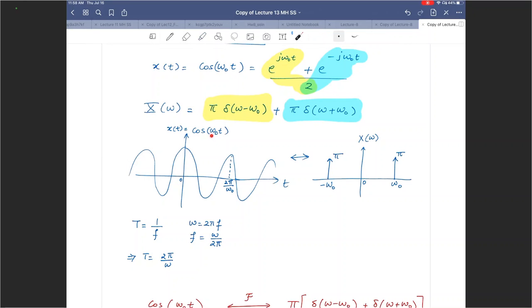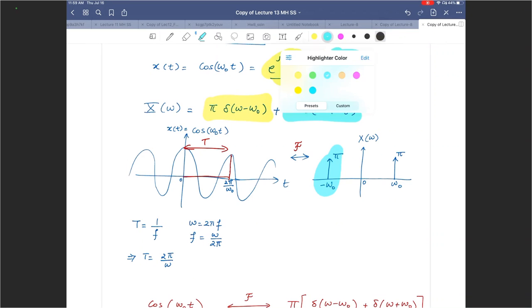So if x of t is cosine omega naught t, which looks like this, where that is the time period, 2 pi divided by omega naught, then the Fourier transform of the cosine consists of two impulses. One is at plus omega naught. Oh no, this one is blue, this one is yellow. Both of them have a weight of pi.